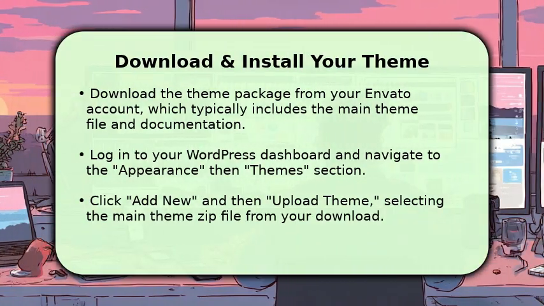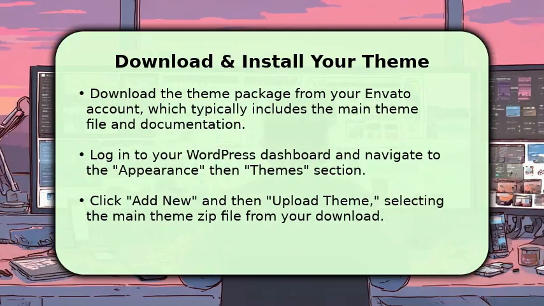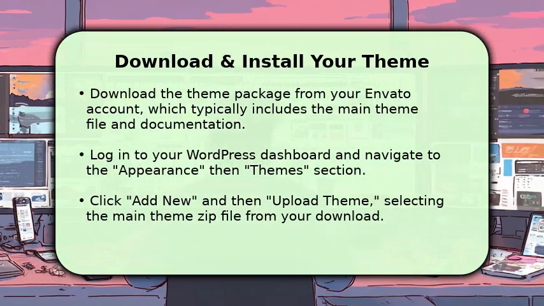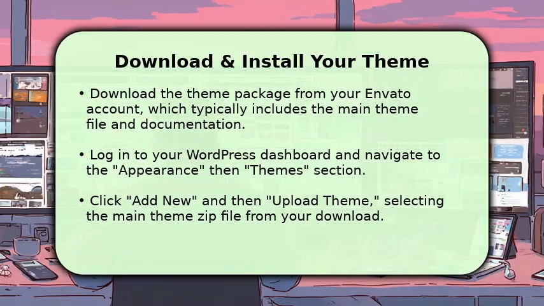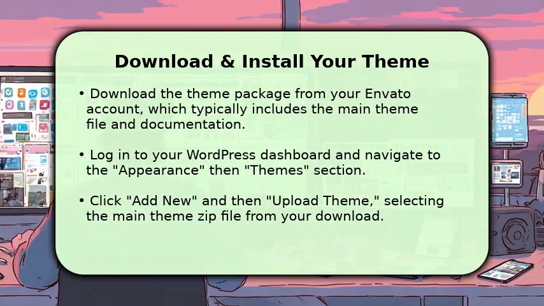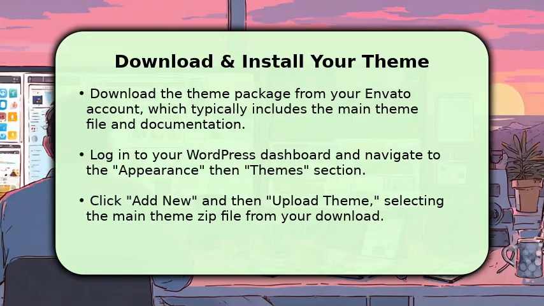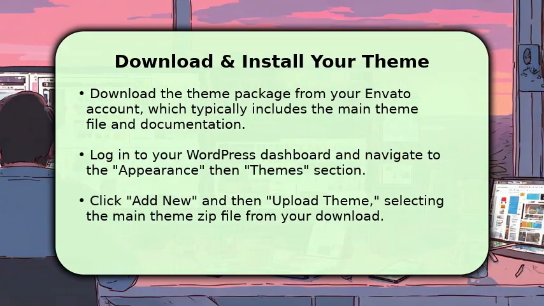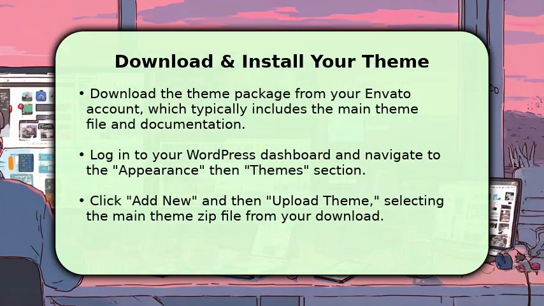Next, log into your WordPress dashboard. Go to Appearance, then Themes. Click Add New, then Upload Theme. Choose the main theme zip file you just downloaded. Install and activate it, and your new theme will be ready to go on your site.